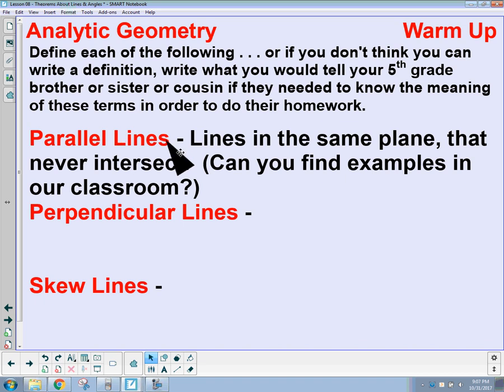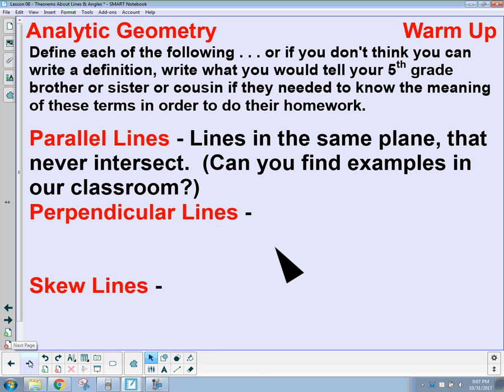So, parallel lines, here's an example. Parallel lines are lines in the same plane that never intersect. Y'all know that. Can you find examples in our classroom? Think about it. That's right. We got tiles, relatively speaking, of course. We have the borders of the whiteboard, borders of the screen, ceiling tiles, maybe I might argue the brick mortar. So, pretty good examples.